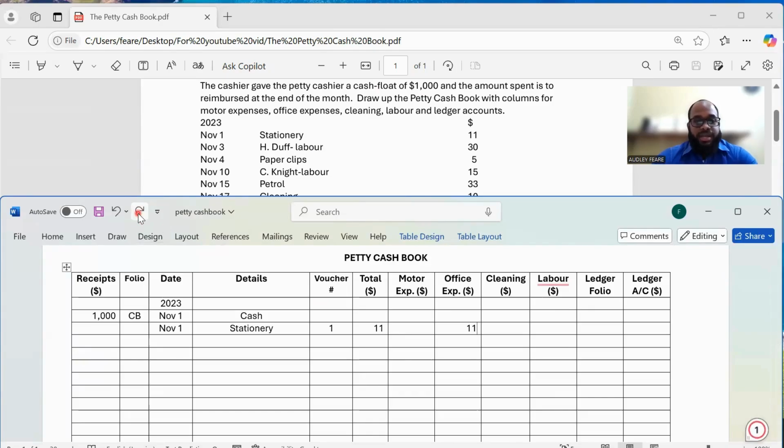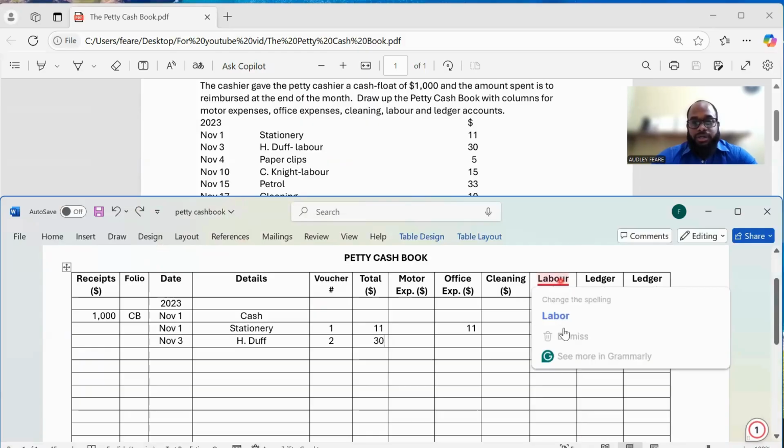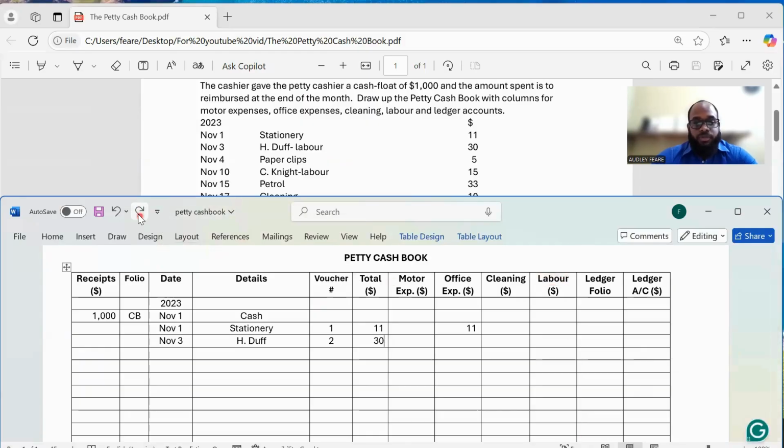Let's move to the next one. November 3. On November 3, we have H Duff. And for the voucher number, we just put 2. And the total was $30. Hope you're following along here, and know what we're doing down here. Right? And for H Duff, it says labor right there. So we're going to go to our labor column. So there we go. $30 on the labor.